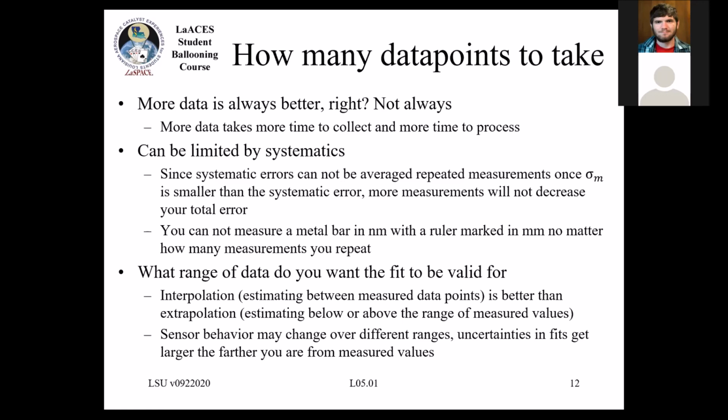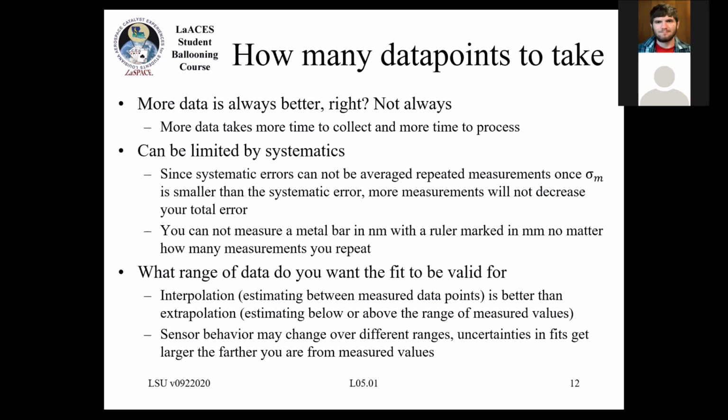For example, I can't measure the length of a metal bar down to the nanometer by doing 1,000 measurements with a ruler marked off in millimeters. At some point I hit that limit of 1 millimeter or half a millimeter. And once I hit that limit, doing more additional measurements doesn't really tell me anything more about the quantity you're trying to study.